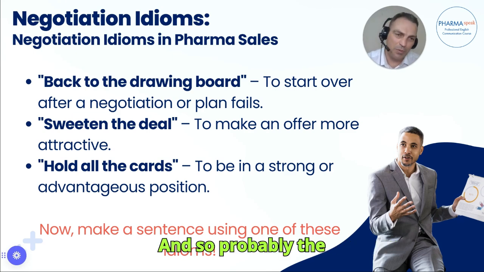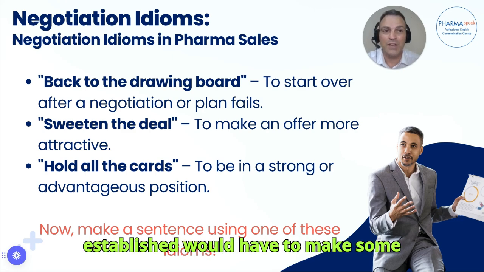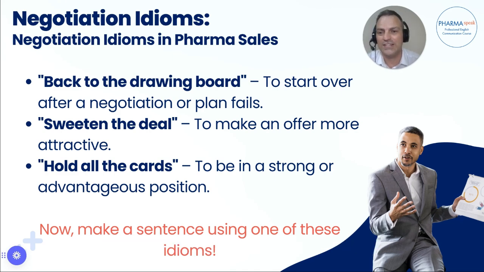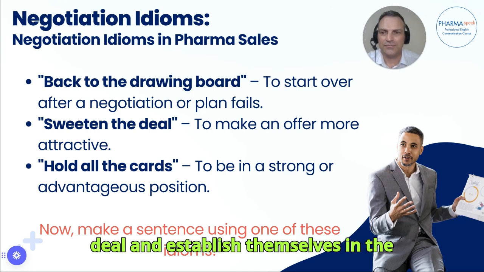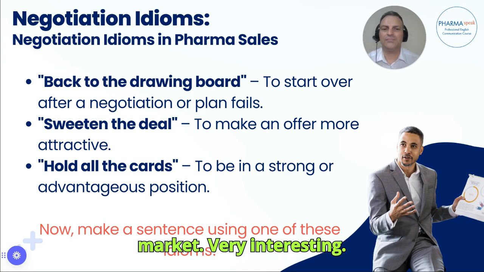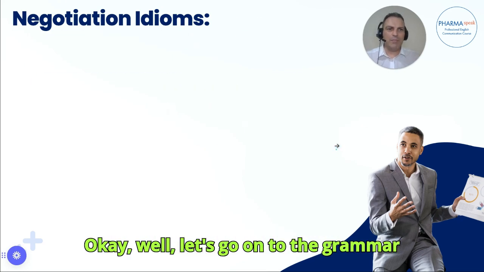Okay. And so probably the company that's trying to get established would have to make some concessions to get the deal, right? Exactly. The new company would likely need to make concessions to secure the deal and establish themselves in the market. Yeah, very interesting. Okay, well, let's go on to the grammar point for today.